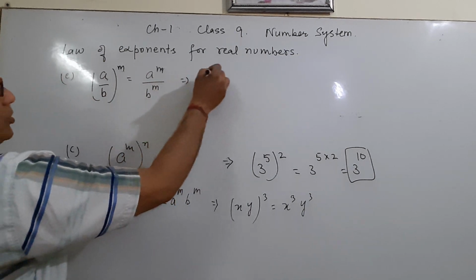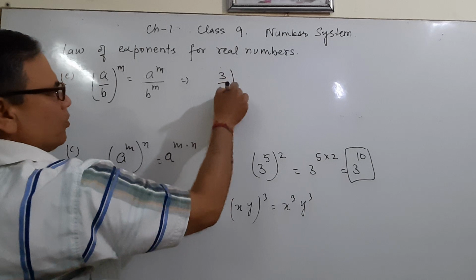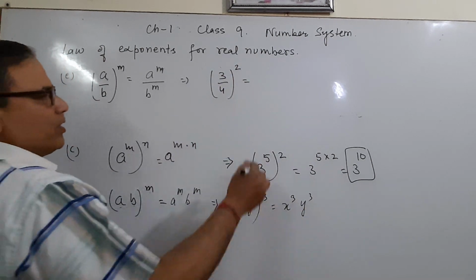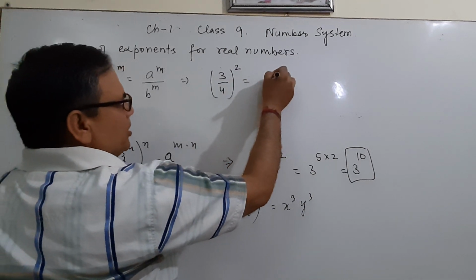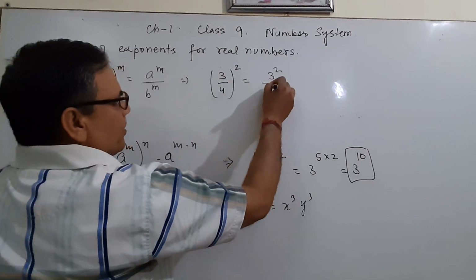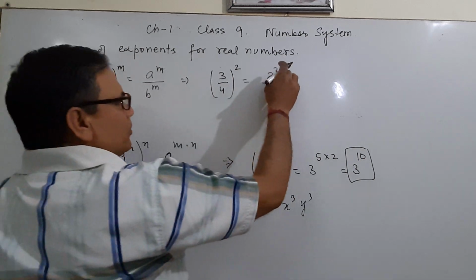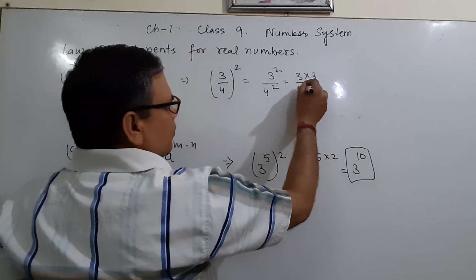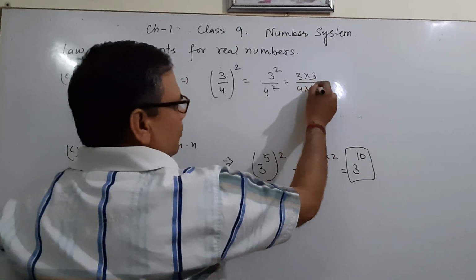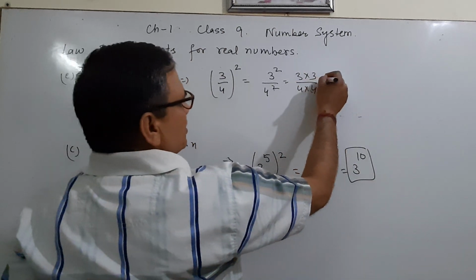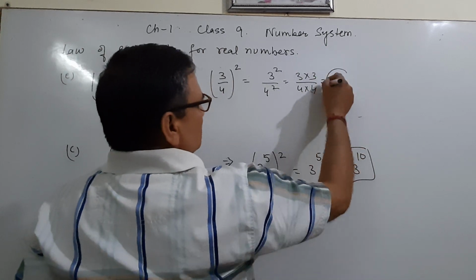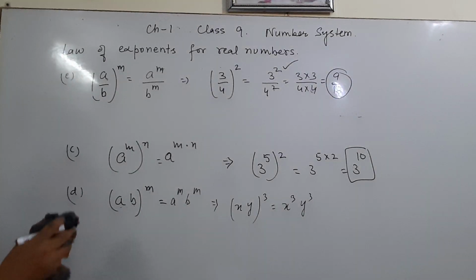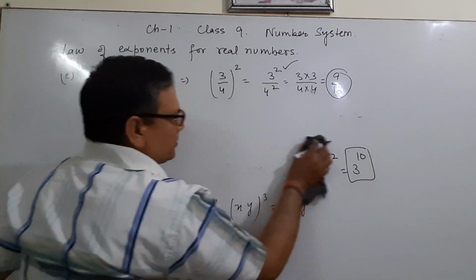It means 3 upon 4 whole power 2. We have to open the bracket, so what is the answer? 3 power 2 upon 4 power 2. 3 power 2 means 3 multiply 3 and 4 power 2 means 4 multiply 4, two times. Then the answer is 9 upon 16. Or this is the form. And now F part.